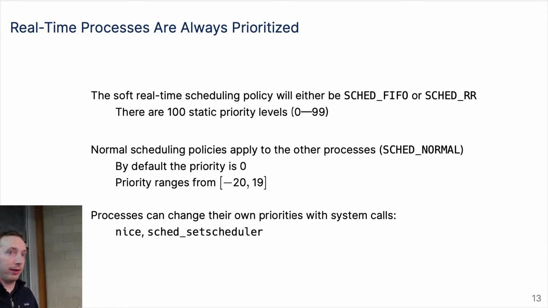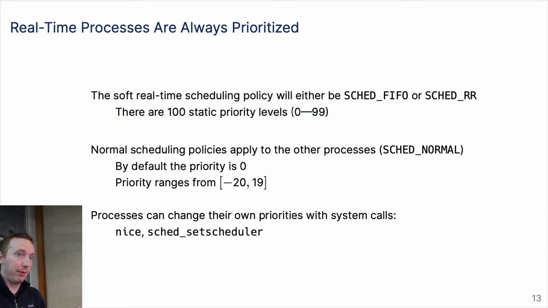And there are 100 priority levels, and due to historical reasons, they're given the priority 0 to 99, and this is where things get weird due to historical reasons. With these 100 static priority levels, 0 is the lowest priority and 99 is the highest priority.